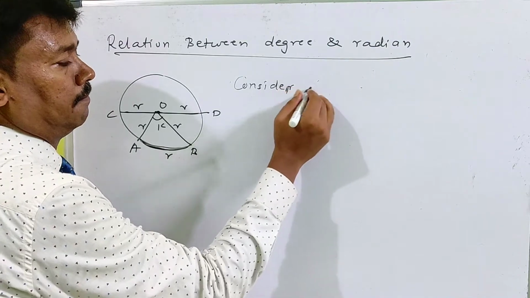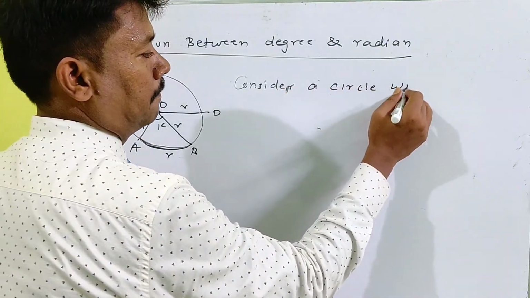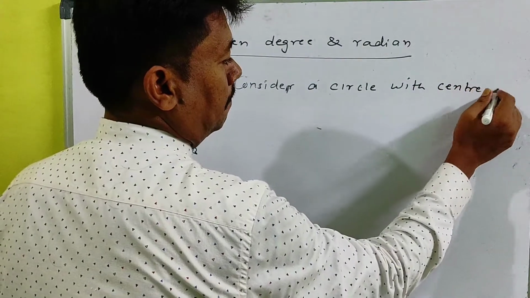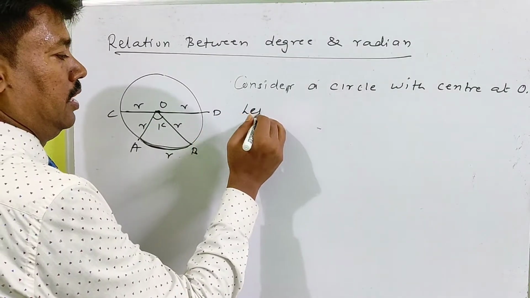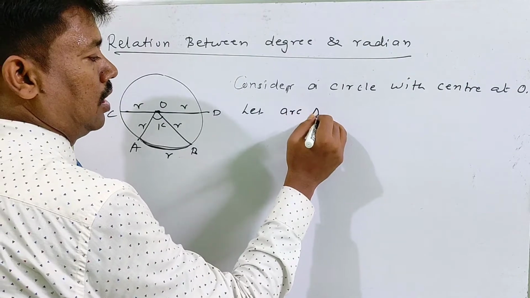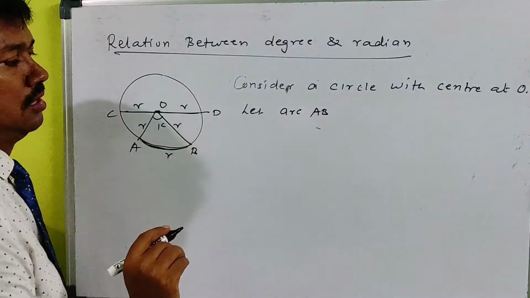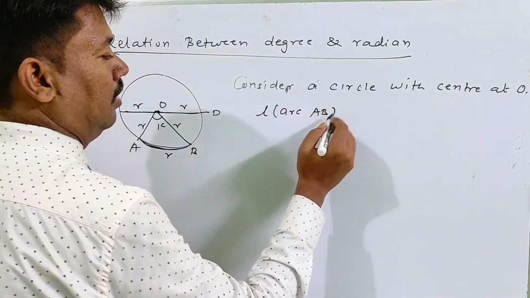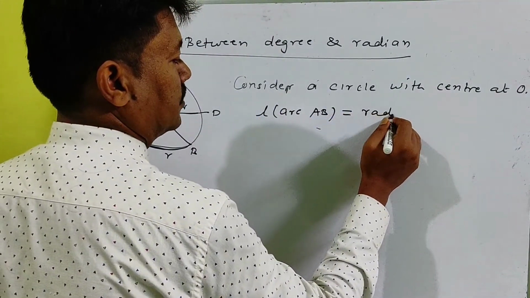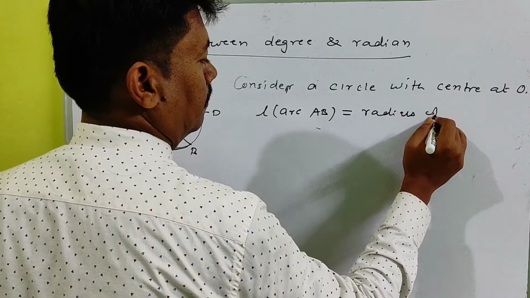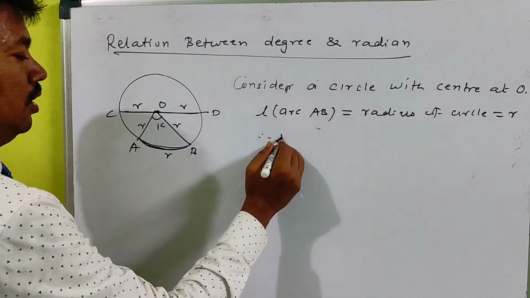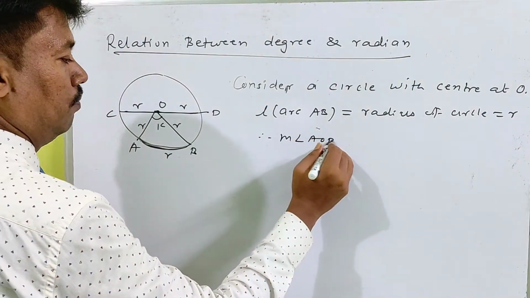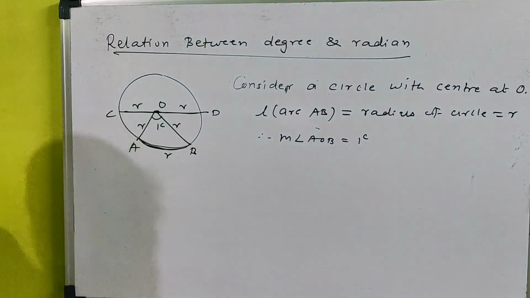Consider a circle with center at O. Let the length of arc AB be equal to the radius of the circle, that is equal to r. Therefore, measure of angle AOB is equal to 1 radian.